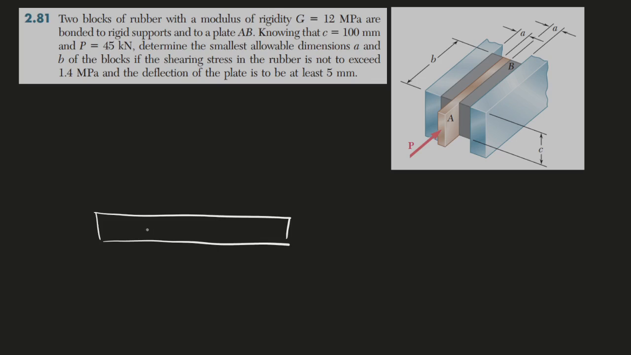plate AB with a force pushing this way, that's P, and we have two rubber sides that's resisting it, which gives off a shear force in both directions of the same magnitude. And we know that from statics, P must equal twice V.